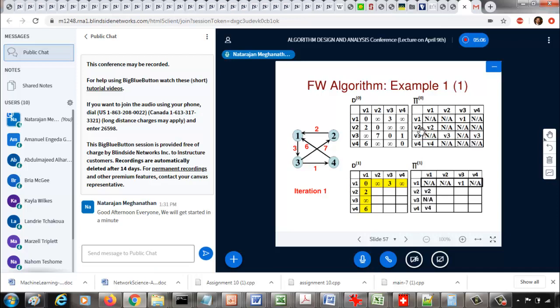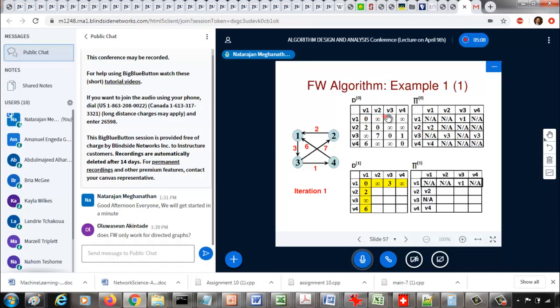Now if you don't have an edge... There's a question: does Floyd Warshall work only for directed graphs? No, it could work for any graph. It could work for both undirected as well as directed.